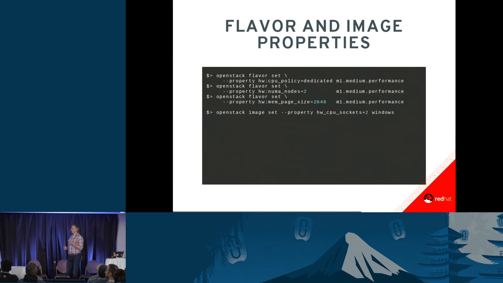And the last thing I said, about having a particular virtual CPU topology, we could set up as an image property, the hardware CPU sockets image property, and we can set that as a property on the Windows image so that we only get this virtual CPU topology for Windows images.